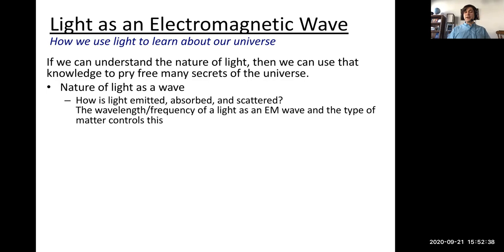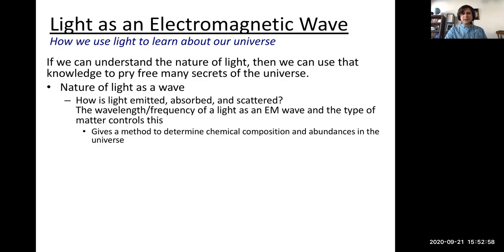This is really going to come down to a property of light as a wave: the wavelength, how big the wave is physically, also equivalent to the frequency of the light. That, and what type of matter the light is interacting with, really controls whether light is emitted, absorbed, or scattered, which gives us a method to determine the chemical composition and the chemical abundances, how much of each element things in the universe are made out of. That's going to be the entire second half of what we talk about, coming next week. If we're looking at dense objects, they emit light according to their temperatures in a very well-controlled way, so-called thermal radiation. By understanding thermal radiation, we've come up with a method to determine the temperature of things in the universe. So we can use light to determine the temperature of objects.